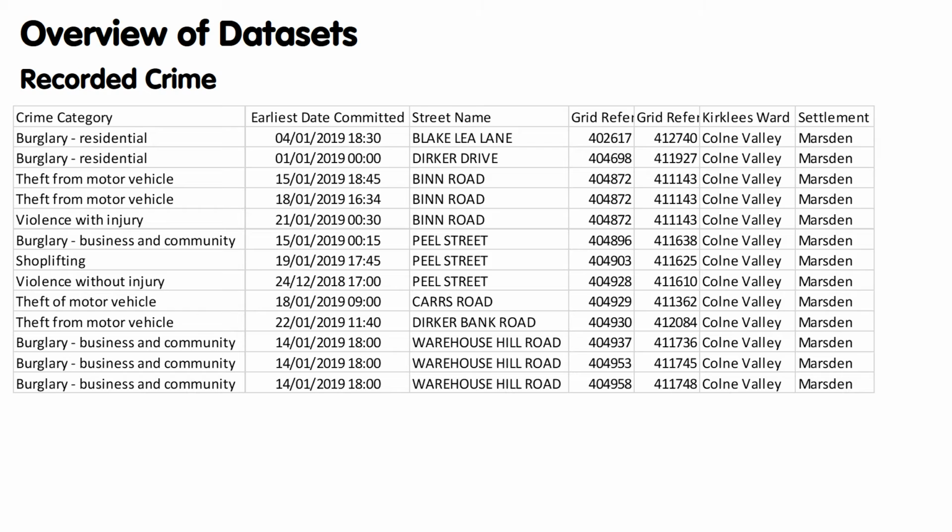So the first dataset that I'm looking at is a dataset of recorded crime, and you can see here from the left hand side that it starts off with crime categories, so some categorical data in there. It then has some time data, date, time, that kind of stuff, so we can turn that into months, days, weeks, hour of the day, lots of work we can do with that. And then there's some geographical data there, street names, grid references for mapping, and also some other geographical areas.